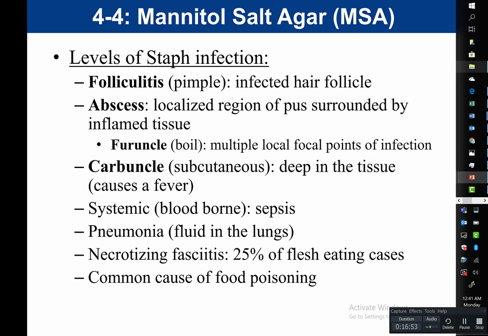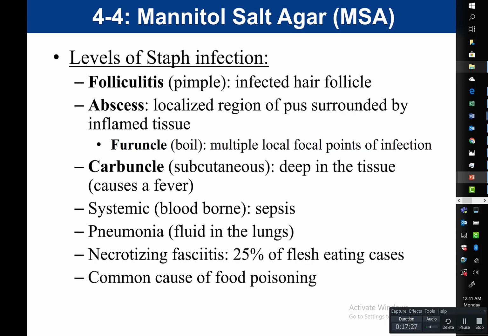And so there are varying degrees of different types of staph infection. One of the most common is going to be skin type infections, because remember that staph is part of normal flora of the skin. So the first level would be folliculitis, which is a pimple. This is going to be an infected hair follicle. So many of you have probably experienced this at some point. And if you get that infected hair follicle, that is again referred to as folliculitis.